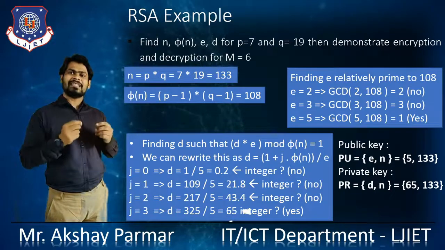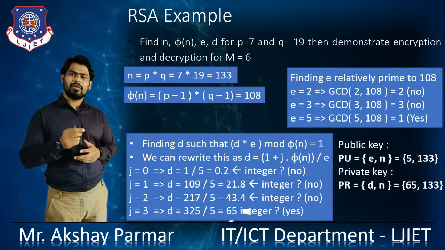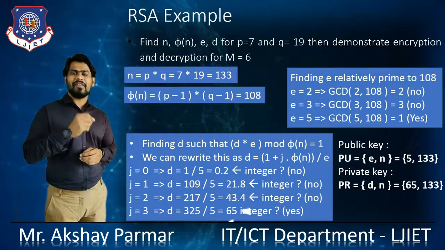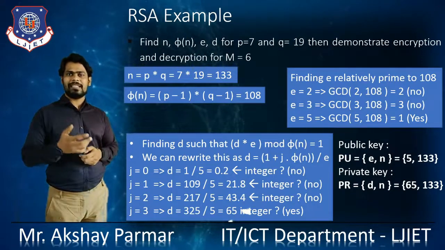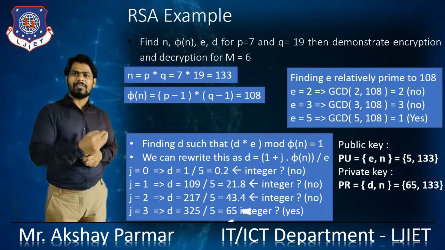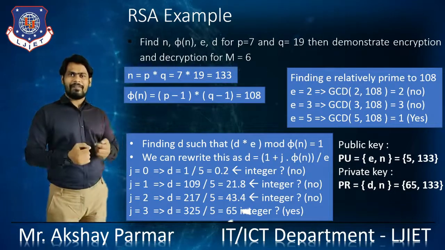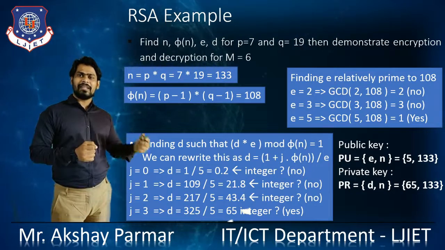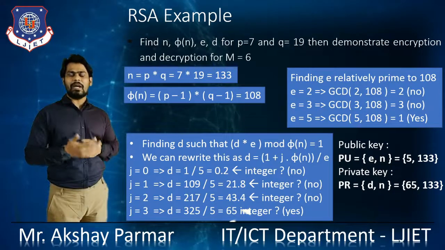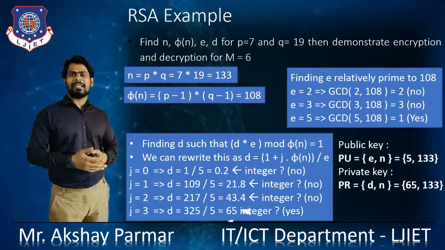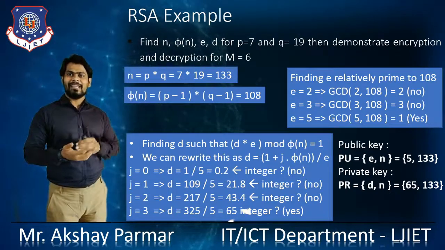After that, if we select j equal to 3, then we get d equal to 325 divided by 5, which is 65, which is an integer. So yes, we can select that d. So our e is equal to 5, our d is equal to 65, and our n is equal to 133. So our private key is 65 and 133, and our public key is e, n, which is 5 and 133. That's how we select the public key and the private key, and how we get our n, phi n, e and d.